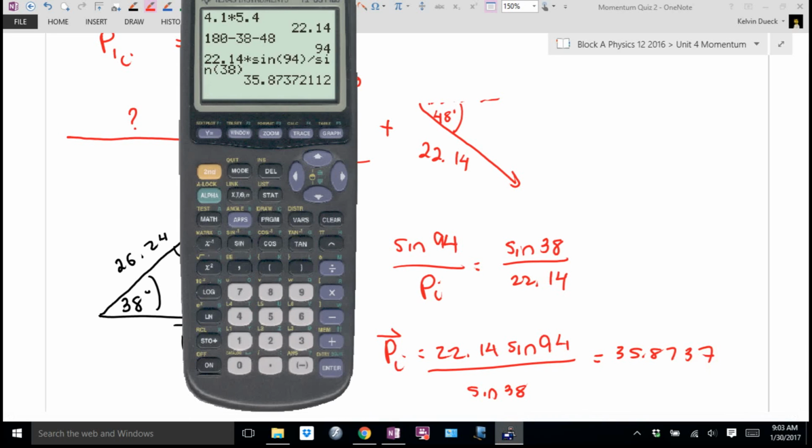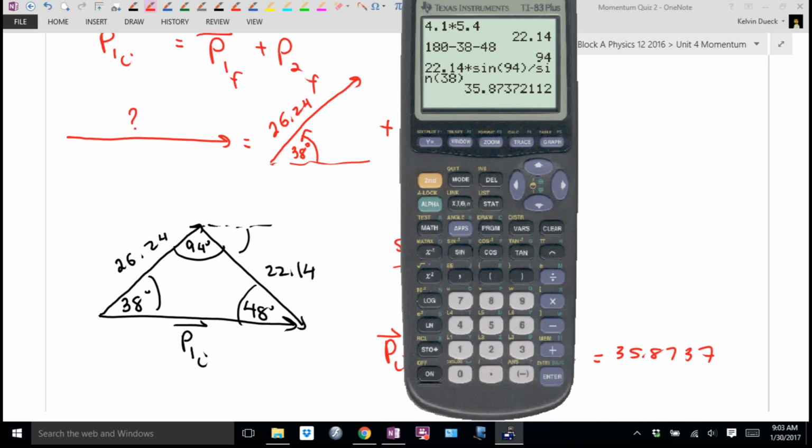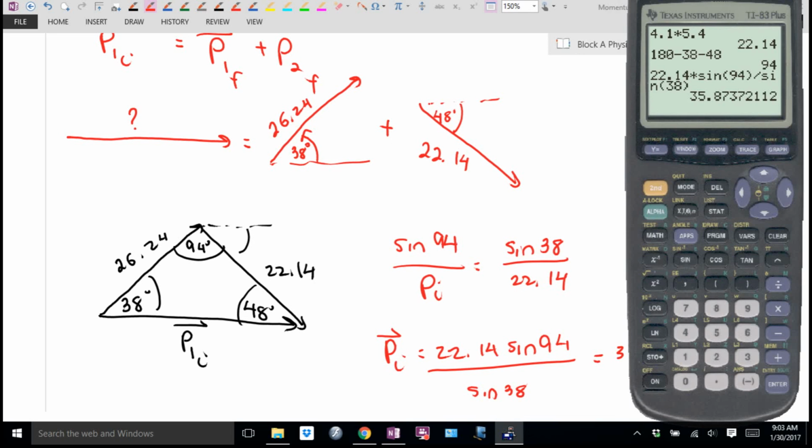Just to show you that it would work the other way, you could also have used, let me see if I can do this on the fly here without rewriting it, sine of 48, so you could go 26.24 times sine 94 divided by sine 48, and you should ideally get something really, really close to the same. Oh, 26.24? Yeah, is that right? I don't know. I'll double check it in a second.